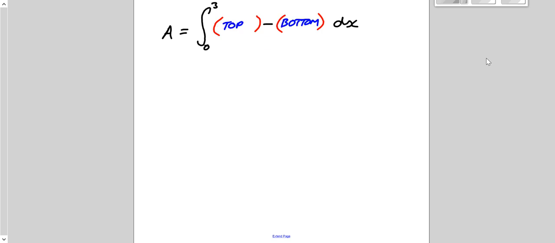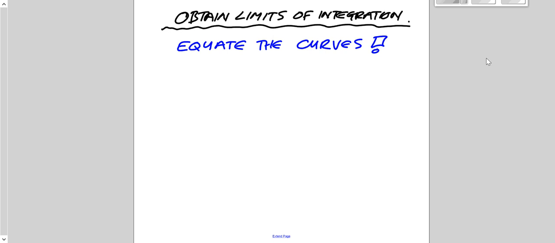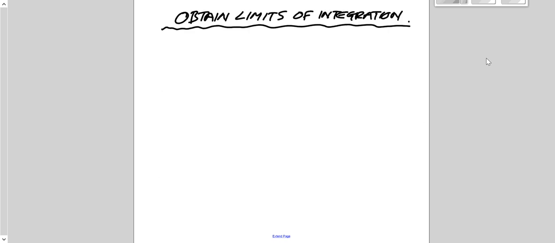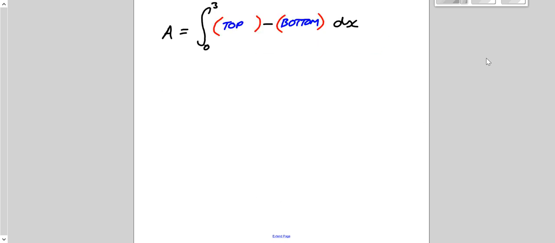So I'm just going to flick back here to show you that. The curvy one, you can see how that is a top boundary. That was 4x take away x squared. And the lower boundary was a straight line, which is y equals x. So top minus bottom, so that's why it was in that order there. You saw a bit of flicking about, folks. So that's why we'll get that.